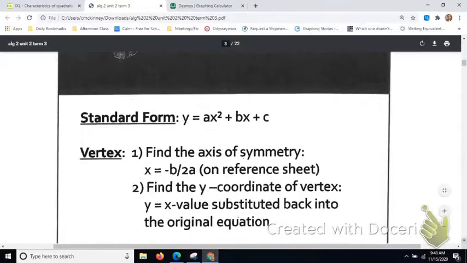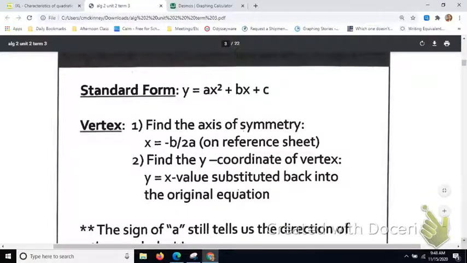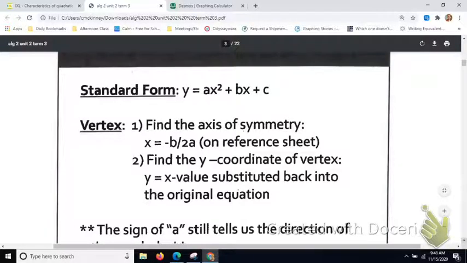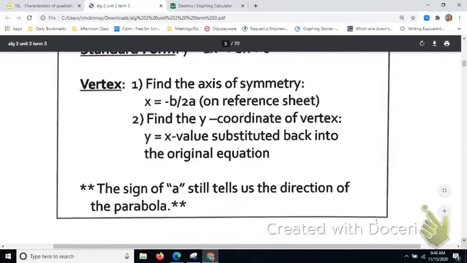So here's our standard form. And then again, this is a nice reminder that this axis of symmetry formula is on your reference sheet. That first sheet, it's on the back of the factors. When I'm finding the vertex, I need the axis of symmetry, which I can find with the formula, and then I find the y coordinate by substituting in. And then the a tells me if it's going up or down.